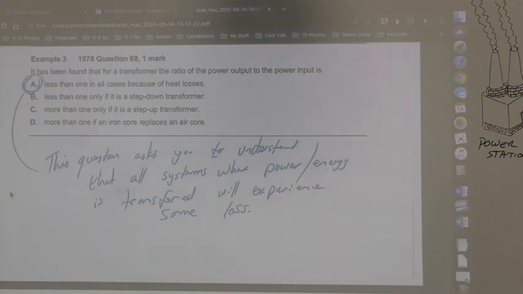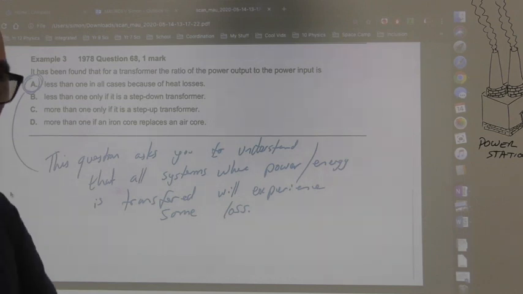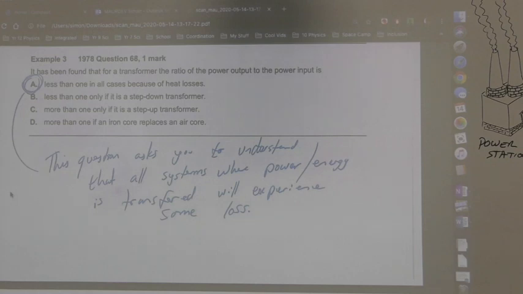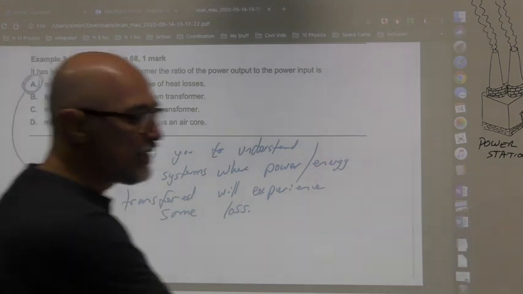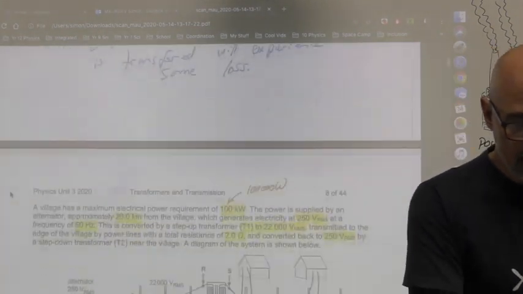Less than 1 only if it is a step down transformer. Why? There are going to be losses in all transformers. There's no reason. More than 1, no, that's silly. You're creating energy. More than 1, yeah, there is no more than 1. Okay, you don't get energy out of nothing. All right.